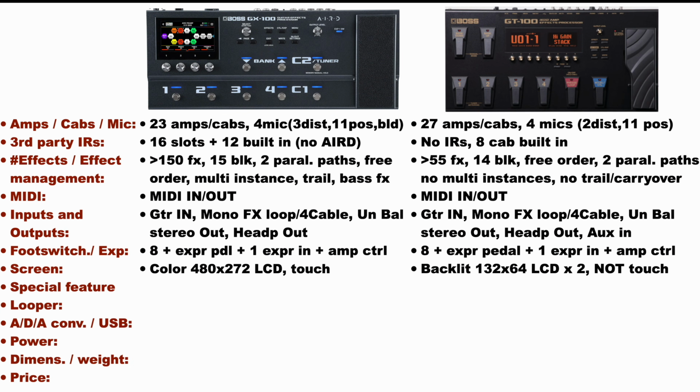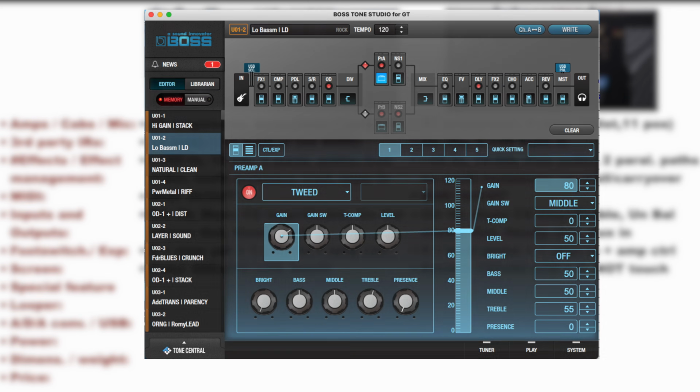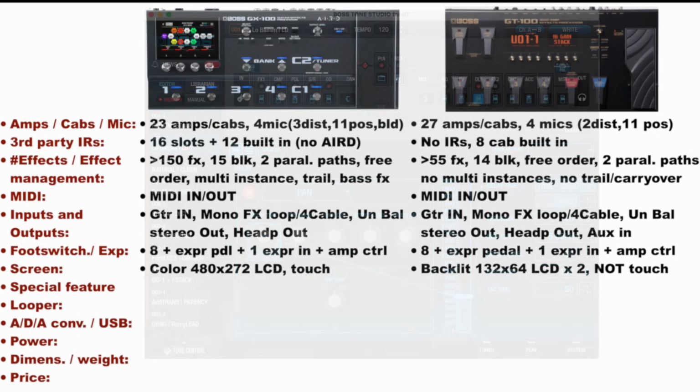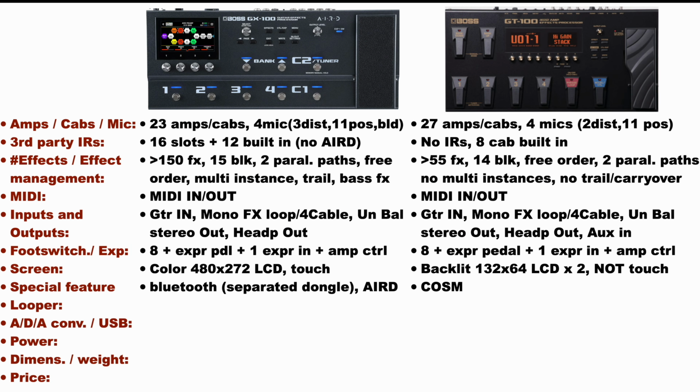On the other hand, they both have a computer app, and I have to say that the computer app of the GT-100 is pretty nice. It has a pretty unique look and feel. Furthermore, as regards special features, with the GX-100 you can purchase a Bluetooth dongle with which you can control the unit remotely with a phone app that allows us, for instance, to tweak your tone remotely as if you were among your audience, which is pretty nice.